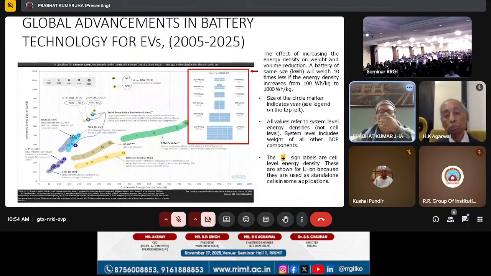And then global advancements in battery technology for EVs, 2005 to 2025. The effect of increasing the energy density on weight and volume reduction: a battery of the same kilowatt-hour size will weigh 10 times less if the energy density increases from 100 watt-hour per kg to 1000 watt-hour per kg. So please note it down.